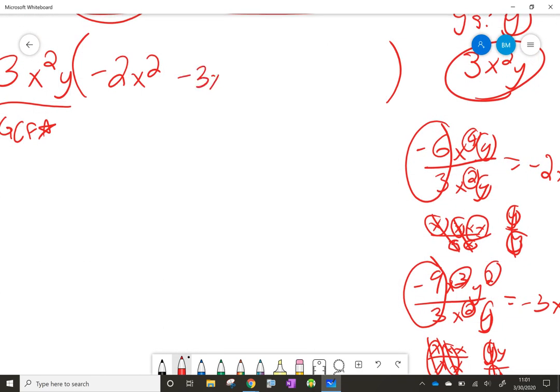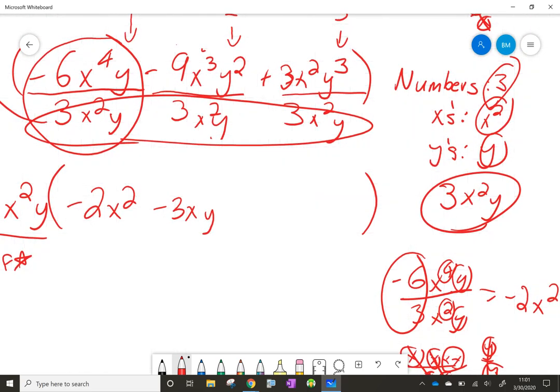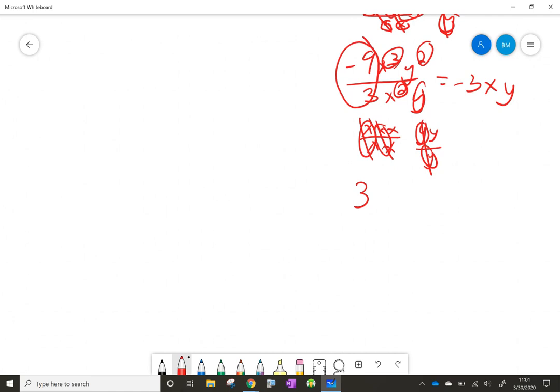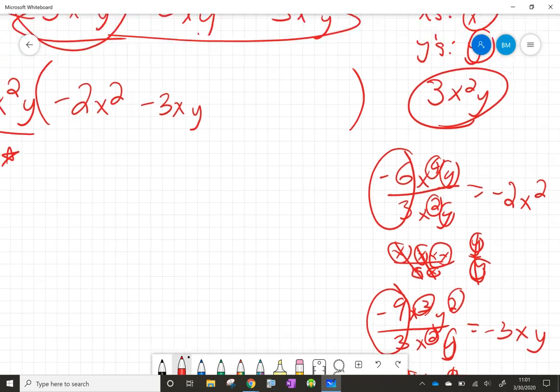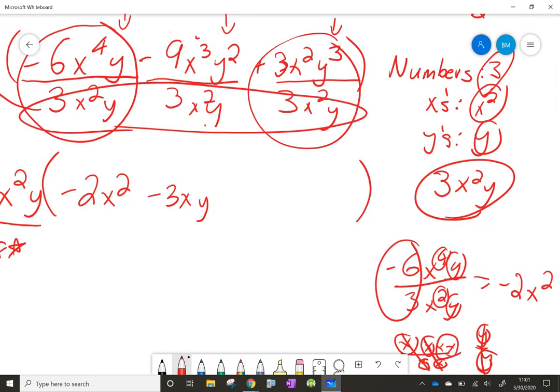And then our last term, 3x squared y to the third, is being divided by 3x squared y. Remember, that was our GCF. We're doing this one right here: 3x squared y to the third divided by 3x squared y.